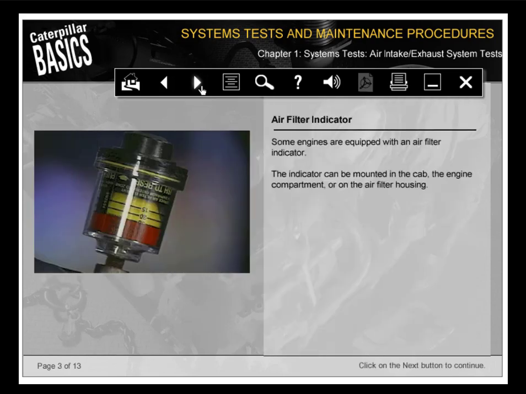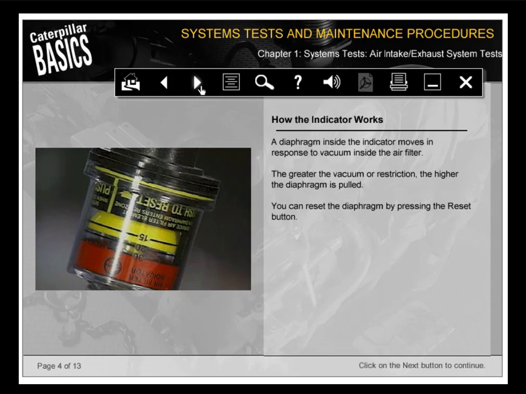Some engines are equipped with an air filter indicator. The indicator can be mounted in the cab, the engine compartment, or on the air filter housing. A diaphragm inside the indicator moves in response to vacuum inside the air filter. The greater the vacuum or restriction, the higher the diaphragm is pulled. You can reset the diaphragm by pressing the reset button.